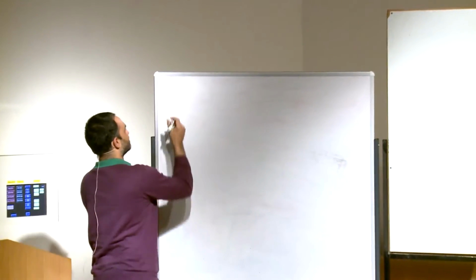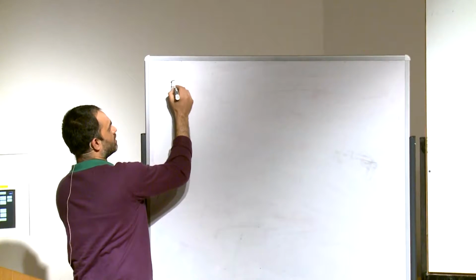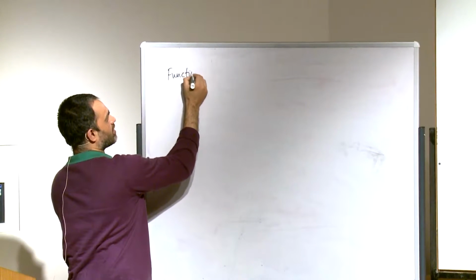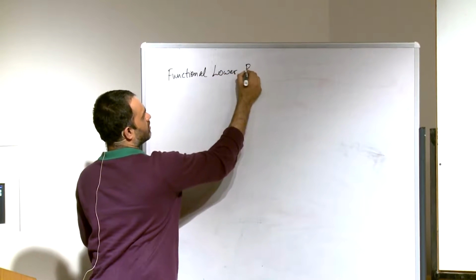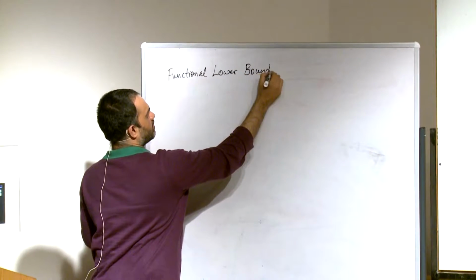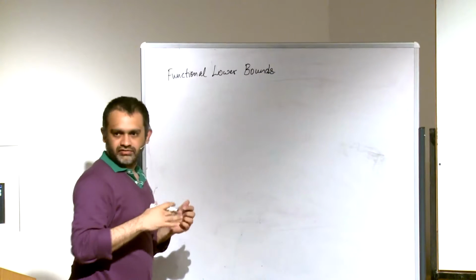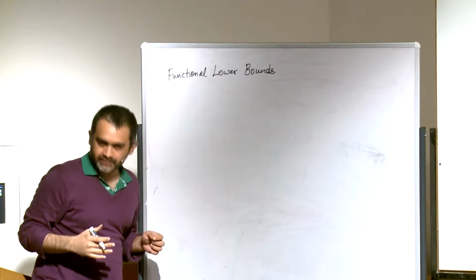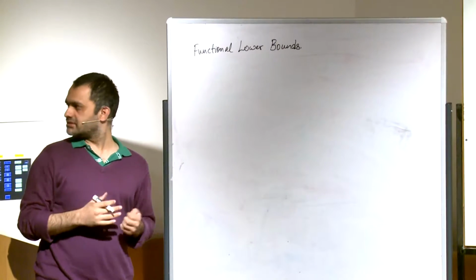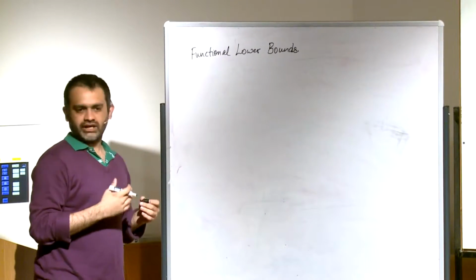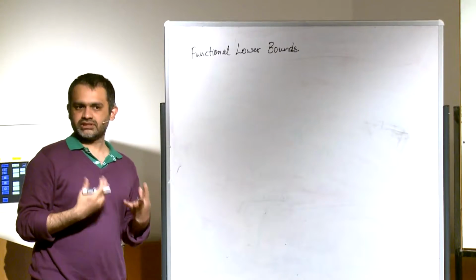Okay. So I'll be talking about functional lower bounds. And this is more like in the border of arithmetic complexity and Boolean complexity. And I mean, it's just a first step towards trying to connect the lower bounds in arithmetic complexity and Boolean complexity.